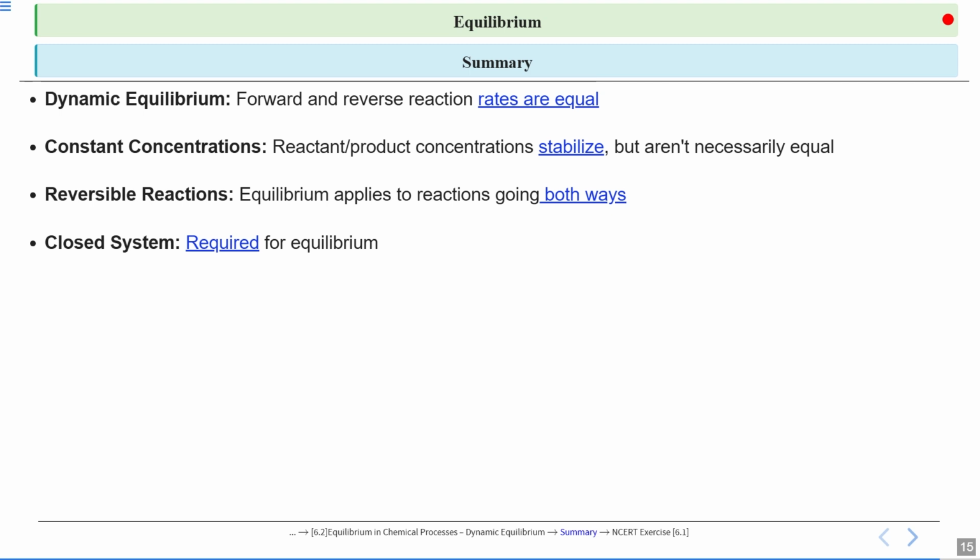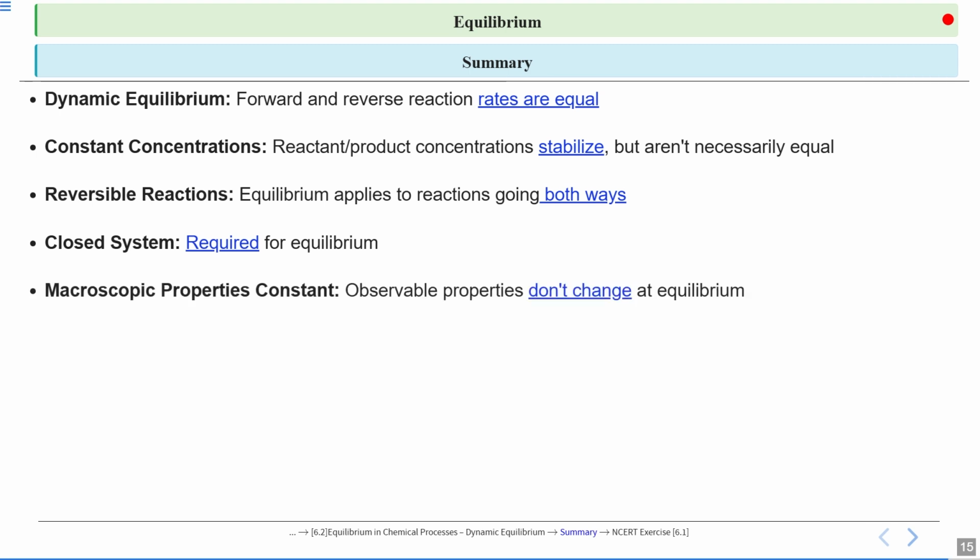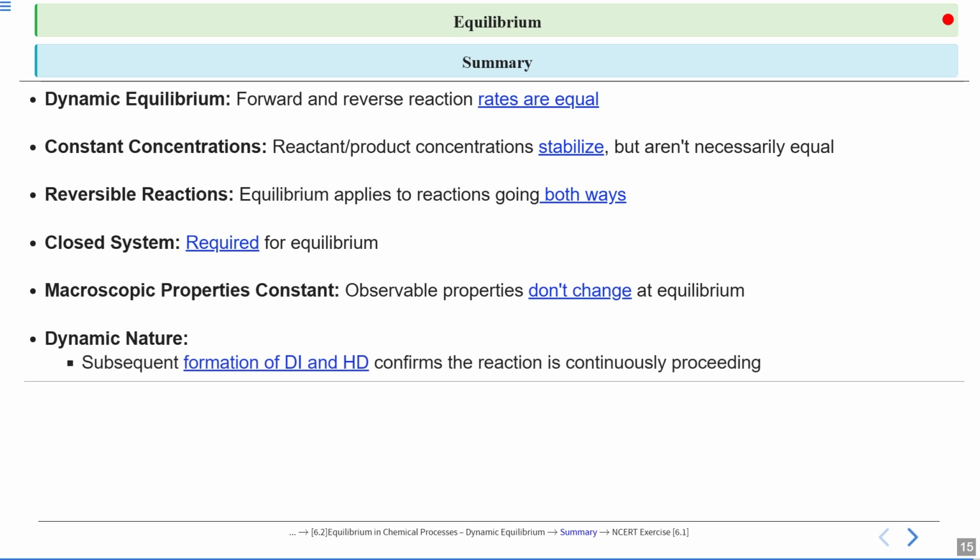And what is a reversible reaction? One which can proceed in both ways. The next criterion is that the system should be closed, which is a very important reason for the attainment of equilibrium. Then the macroscopic properties like color, weight, volume and concentration should not change with time in the case of equilibrium. How is the dynamic nature depicted? We have seen the formation of DI and HD in the equilibrium mixture of H2, I2 and HI. That clearly depicts that the nature of the equilibrium in a chemical process is dynamic.